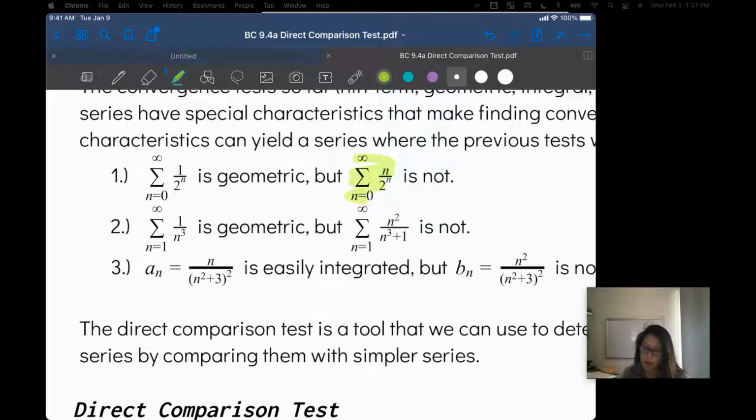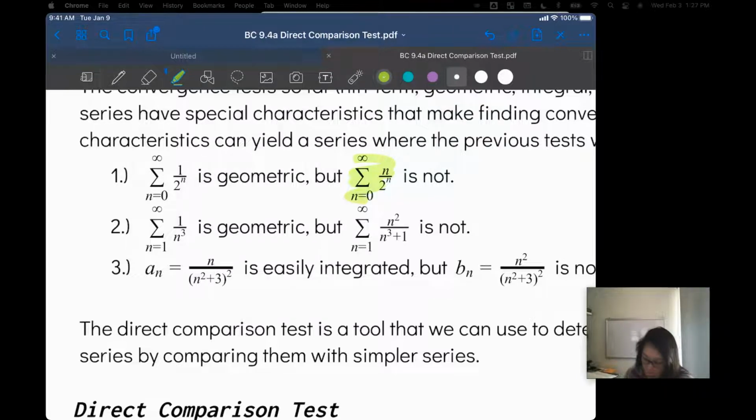So what we're going to do is look at some more complicated series, like the sum of n over 2 to the n. This is close to a geometric series, but it's not. So what we're going to try to do is compare to a series that is easier to test, to use a test to see if it converges or diverges.